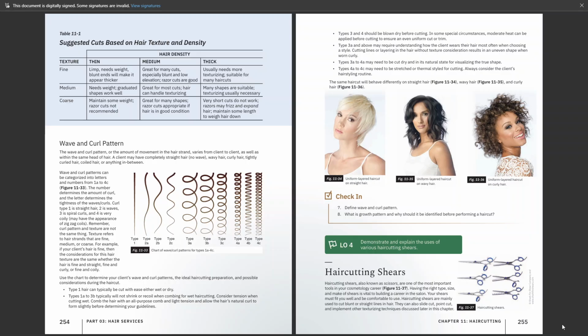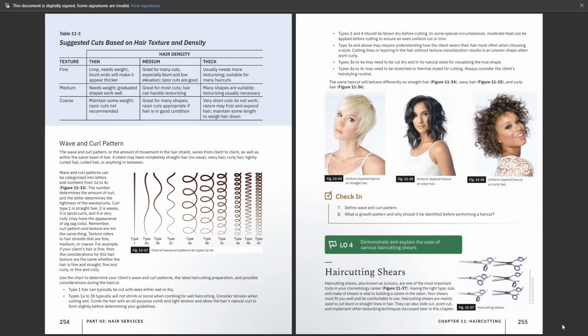Medium hair density with a fine hair texture. Great for mini cuts, especially blunt and low elevation. Razor cuts are good. A fine texture but thick hair usually needs more texturizing. Suitable for mini cuts.